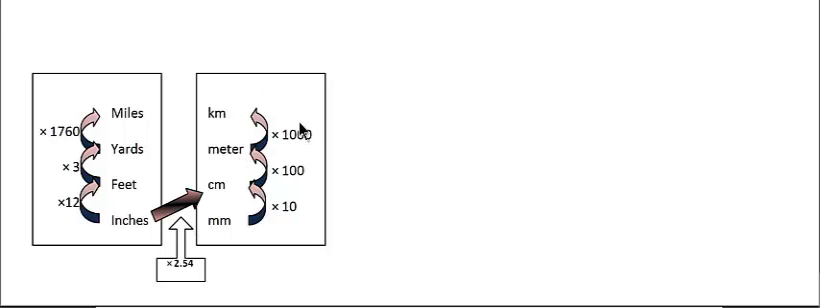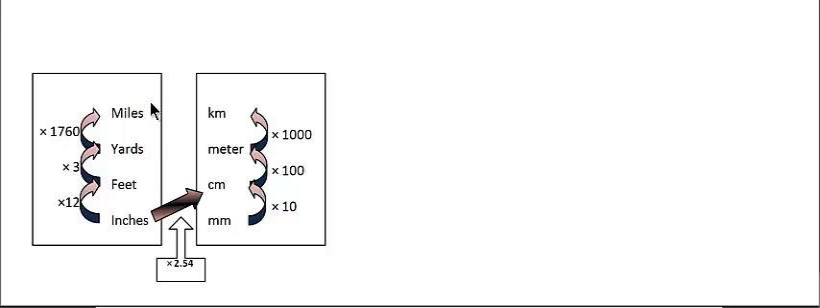Over here on the right is metric, and I've done the same thing. The smallest unit is millimeters, the largest is kilometers. It takes 10 millimeters to equal 1 centimeter, 100 centimeters to equal 1 meter, and 1,000 meters to equal 1 kilometer. This here on the right, you do have to remember. That's times 10, times 100, times 1,000. That should be rememberable.